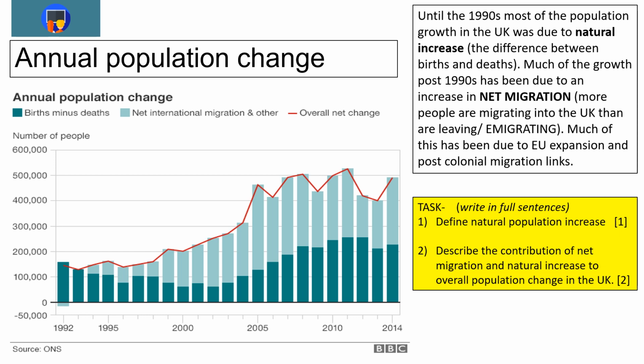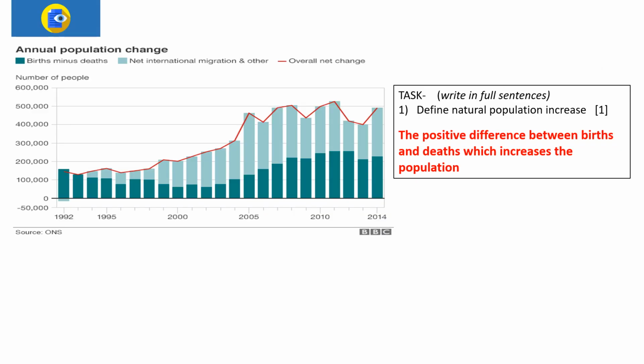Use the graph, remember, and use the paragraph at the top to help you. So check your answer against what I've written and improve your answer if needed. So natural population increase is the positive difference between births and deaths, which increases the population. So when births are higher than deaths, the population naturally increases.